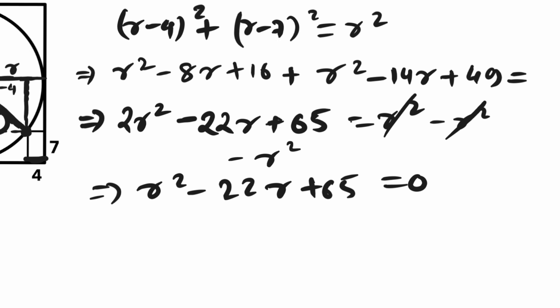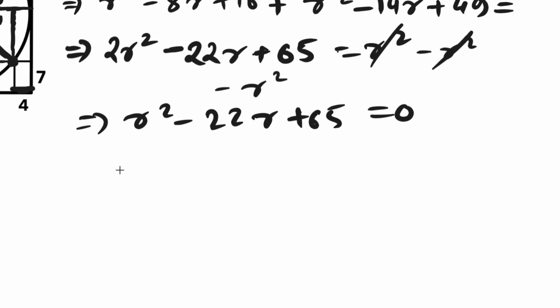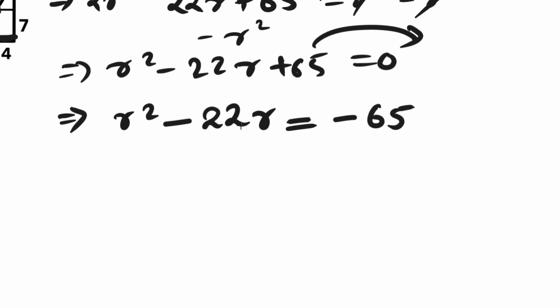It doesn't factor nicely using simple integers, so completing the square is a convenient way to continue. First, move the constant 65 to the other side. That gives us R squared minus 22R equals negative 65. Now look at the coefficient of R, which is negative 22. Take half of negative 22, giving us negative 11, and then square it. Negative 11 squared is 121.